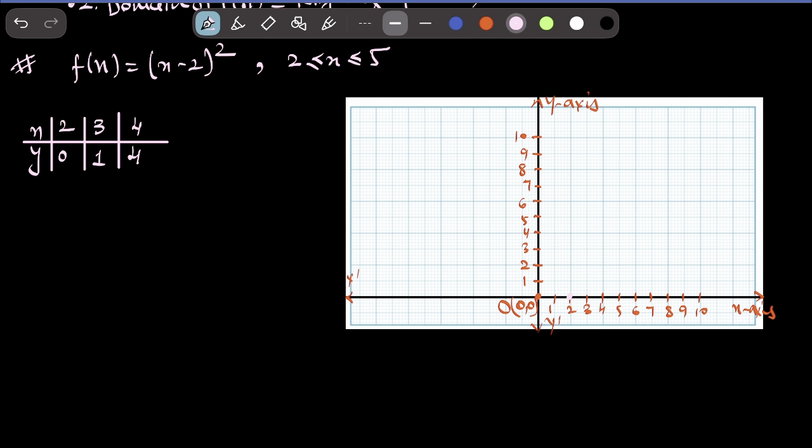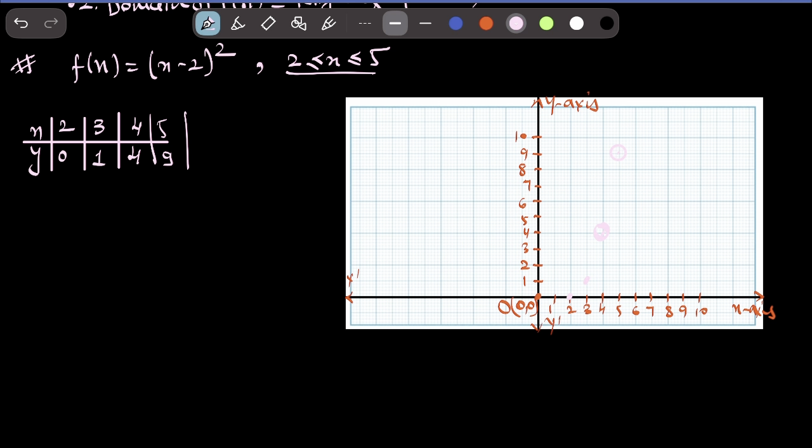So this is going to be your 2 0. Your next point is 3 1. Your next important point is 4 4. So this is your 4 4, and then we need to take 5 9 as well, right? We need to take one more point, that is x is equal to 5 will give you y is equal to 9, right? Because the domain is given to you from 2 to 5, so we need to take the values from 2 to 5, so it is going to represent 9. So 9 is, yes, here it is.